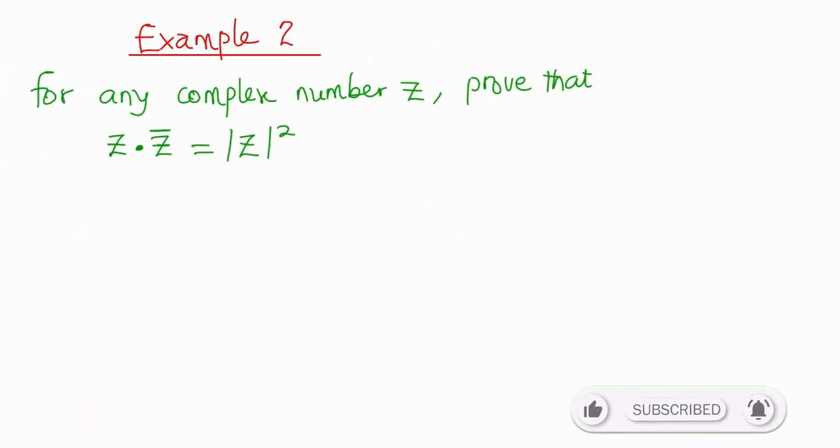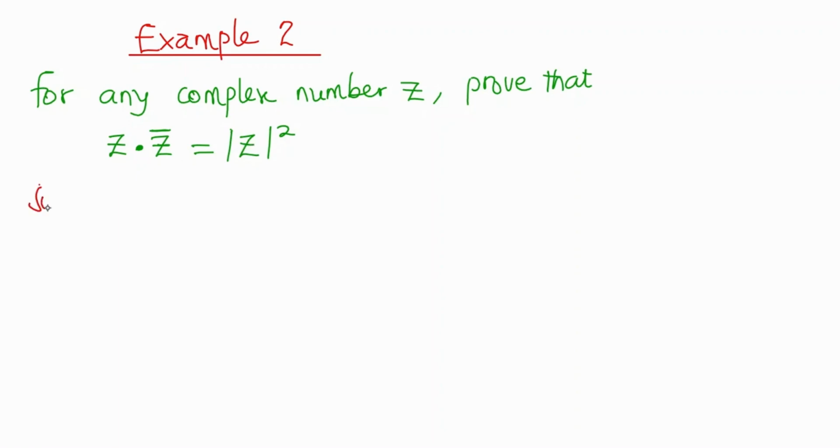So this happens to be the last example, and we are saying that for any complex number z, prove that the complex number z and its conjugate being multiplied is equal to the magnitude of the complex number squared. So this is what we want to prove.